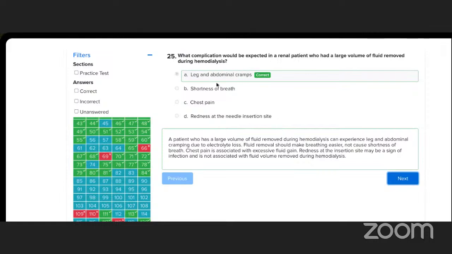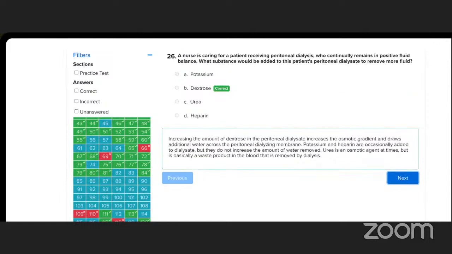But you might not always, so that's how I remember this. It's due to electrolyte and fluid removal, to make breathing easier and not cause shortness of breath. Chest pain is associated with excessive fluid and may be a sign of infection.